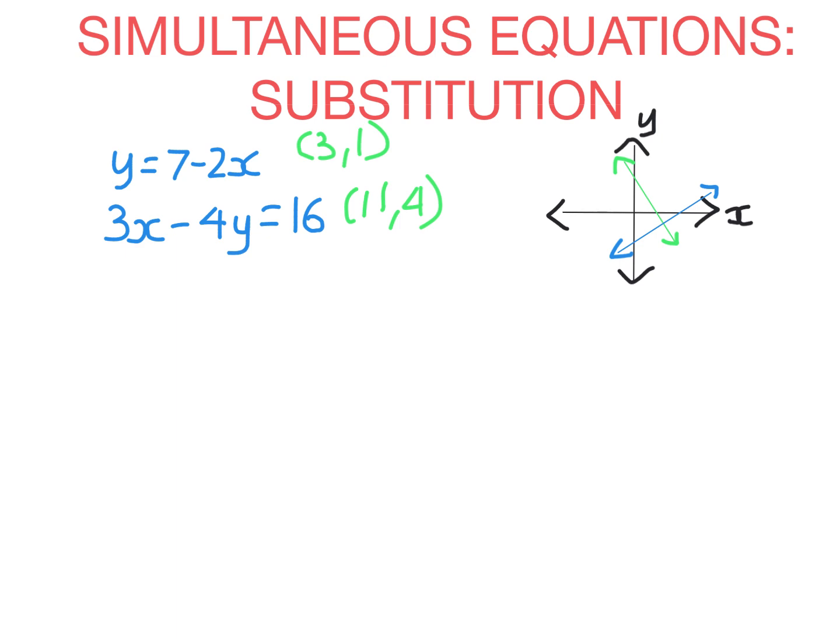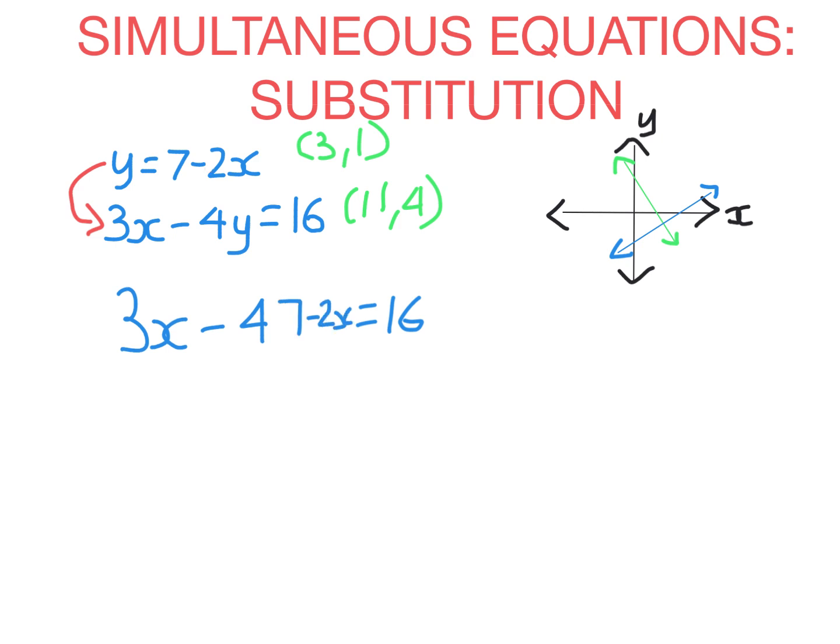Okay, so which one do we substitute? We substitute whichever equation has y or x as the subject. This equation here has y as the subject because y is by itself. So I'm going to take this top equation and substitute it into the bottom equation. So what does that mean? Well, it means I'm going to take my bottom equation here, which is 3x minus 4y equals 16. And everywhere I see a y, I'm going to replace it with 7 minus 2x.